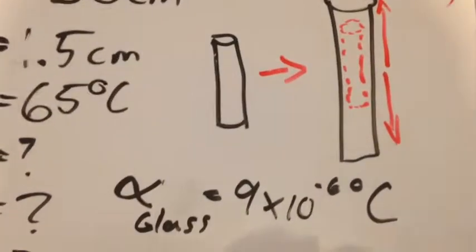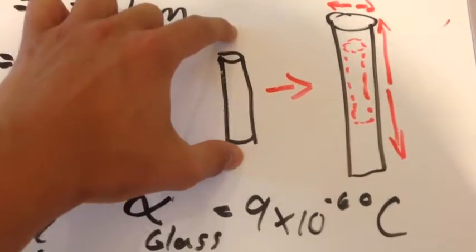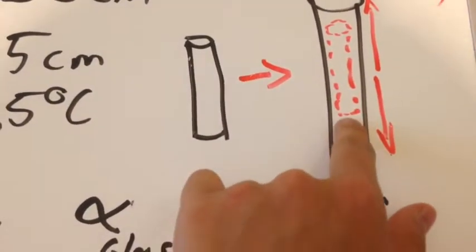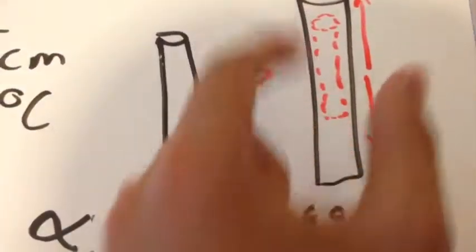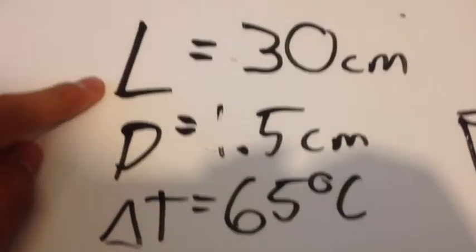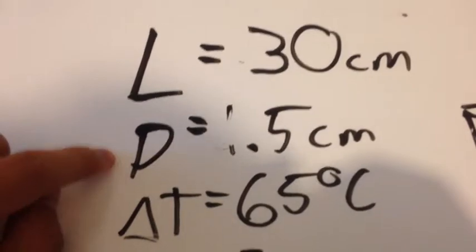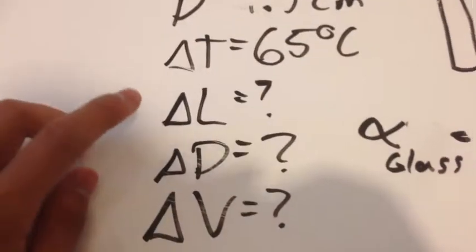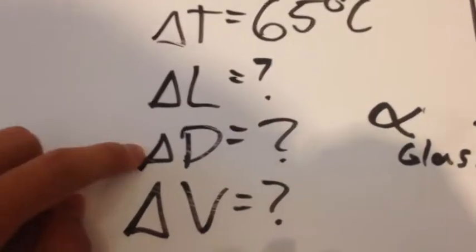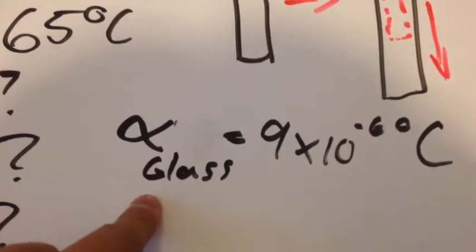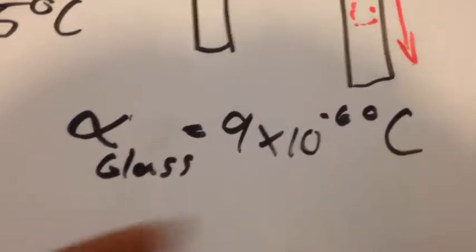First, we have to understand the problem. We have a rod of glass, and a certain temperature is going to be applied to it, so it's going to expand. This would be the original rod, and then it expands in its length and diameter, also amplifying its volume. So the data that is given is length equals 30 centimeters, diameter equals 1.5 centimeters, and the difference of temperature is 65 Celsius, and we seek our difference of length, difference of diameter, and difference in volume, knowing that the coefficient of expansion of the glass is 9 × 10^-6 per Celsius.